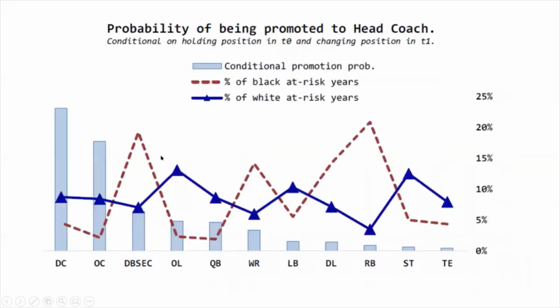And don't worry about this. I think this is maybe a little more complicated than what I wanted to go through. But basically, these bars represent that a defensive coordinator has the highest probability of being hired as a head coach, offensive coordinator next highest, then DB coach, offensive line, quarterbacks coach, et cetera, et cetera.